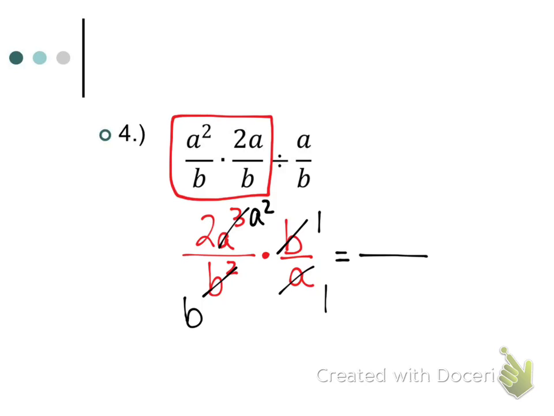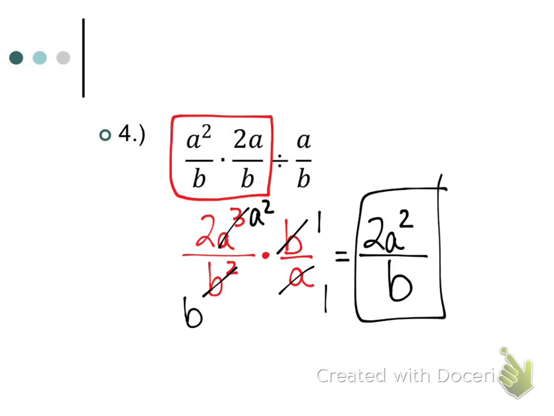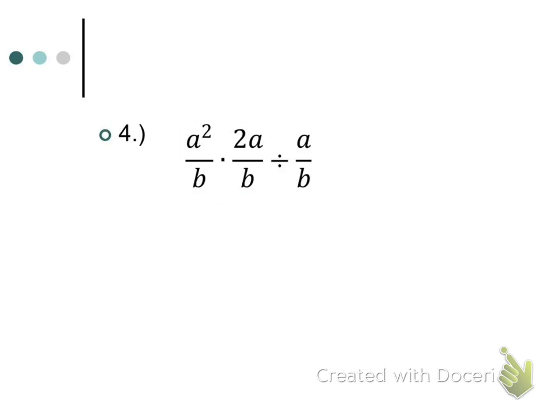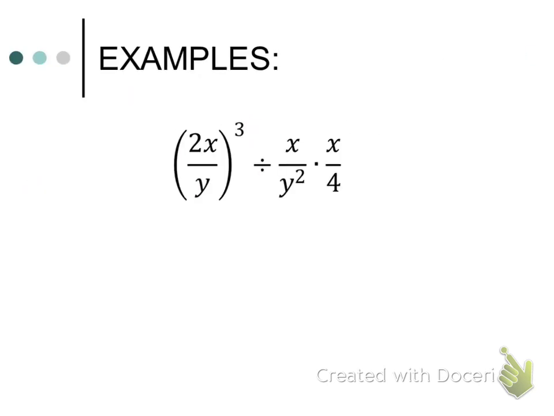So what do I have in my numerator now? 2a squared, and my denominator, b. Will anything else cancel or reduce? No, so we are definitely done. Questions about 4? Okay. Let's try number 5.